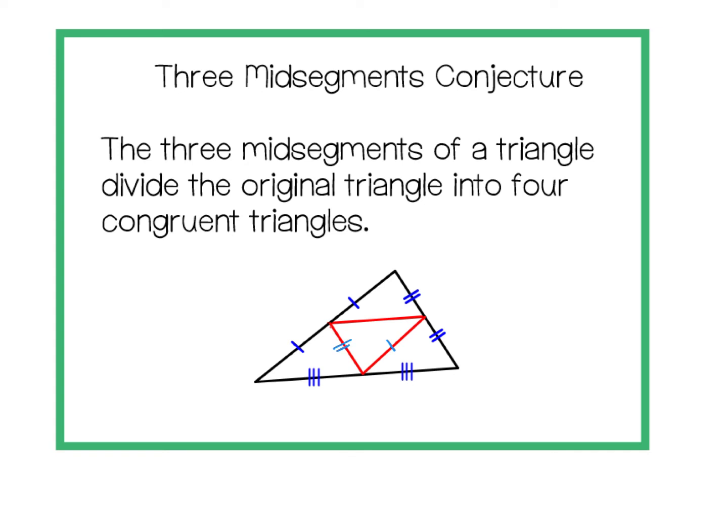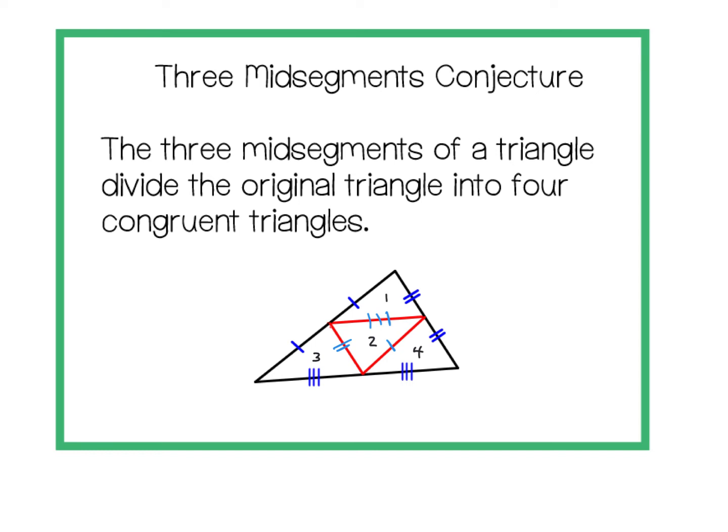Same thing is true for the last one then. If I have 3 tick marks, its mid-segment then has to have 3 tick marks as well. The reason I point this out to you is we've actually created 4 triangles, and all 4 triangles are congruent by side, side, side. So it's just something kind of cool that happens.